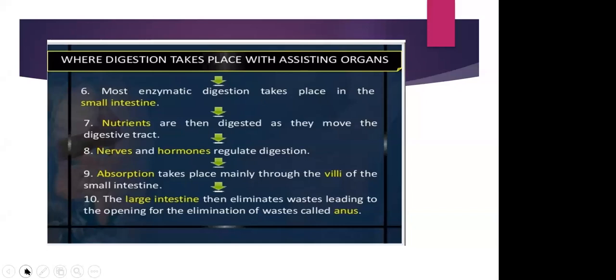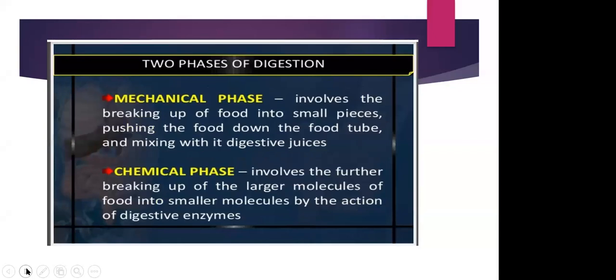Let us see the phases of digestion. In the previous slides, we observed the pathway of digestion in the alimentary canal and with the help of assisting organs. Let us see what the phases of digestion are. Here we have two phases of digestion: the mechanical phase and the chemical phase.